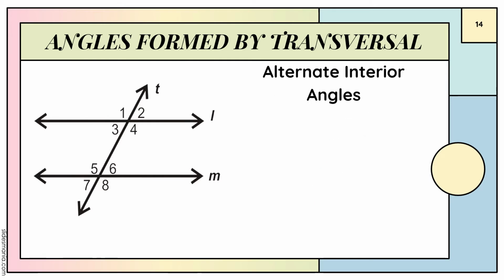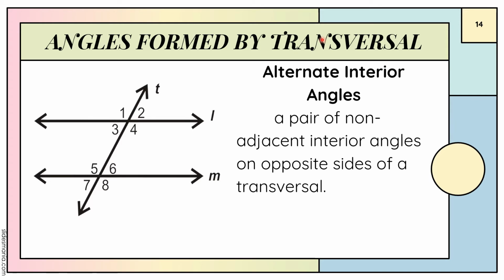So the first one is the alternate interior angles. We already know what interior angles are, but we have to understand also what we mean by alternate. Alternate interior angles are pairs of non-adjacent interior angles on opposite sides of a transversal. Since this is our transversal, we will be referring to the opposite sides. So the first pair of interior angles that we have is angle 3 and angle 6, and then angle 4 and angle 5. We will not be including angles 1 and 2, 7 and 8 anymore because they are not interior angles. Is that clear?